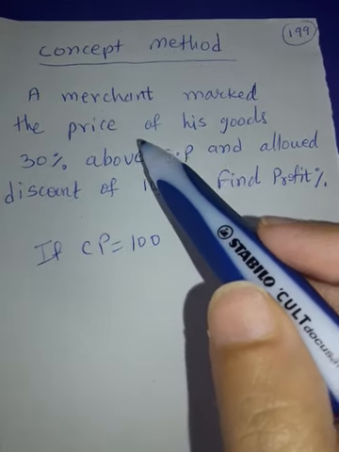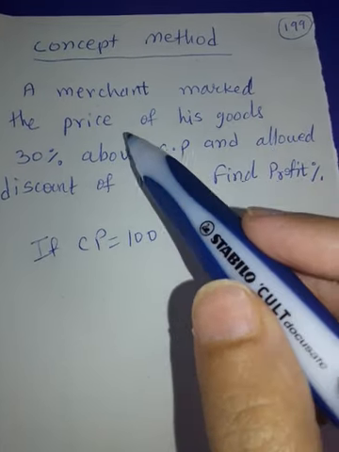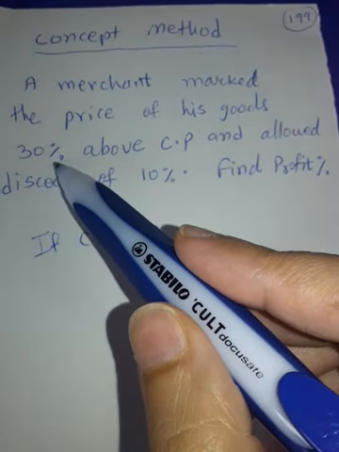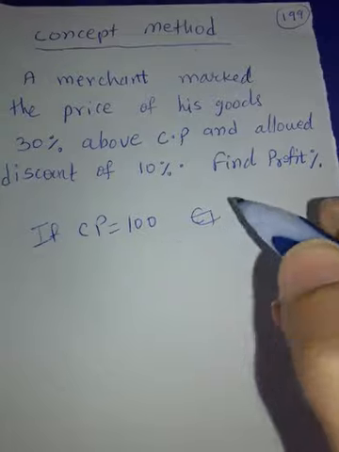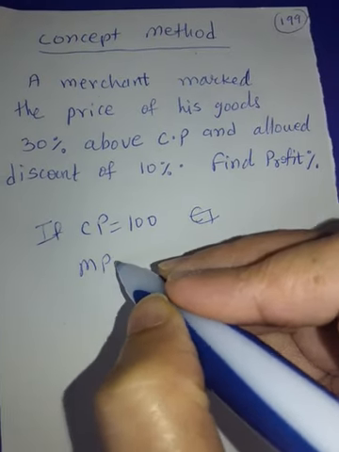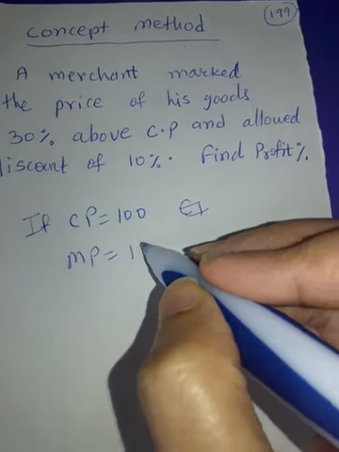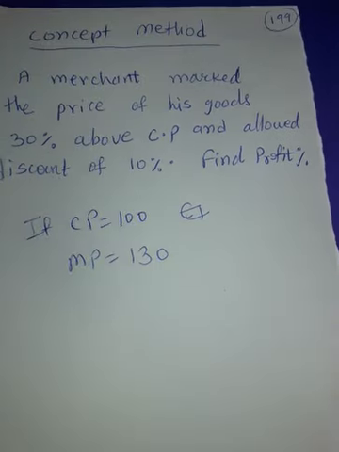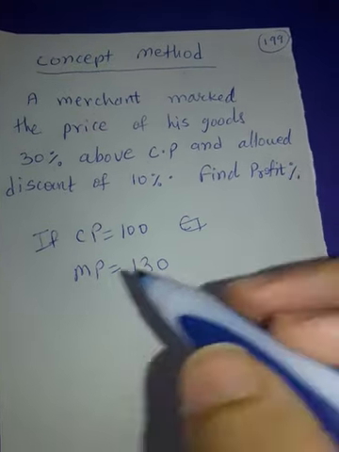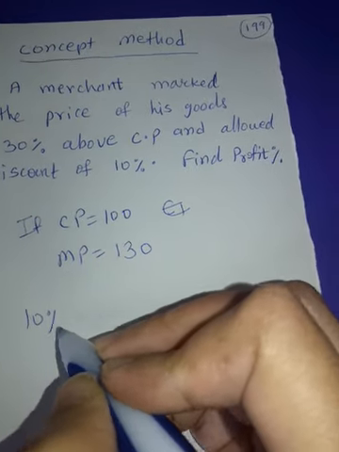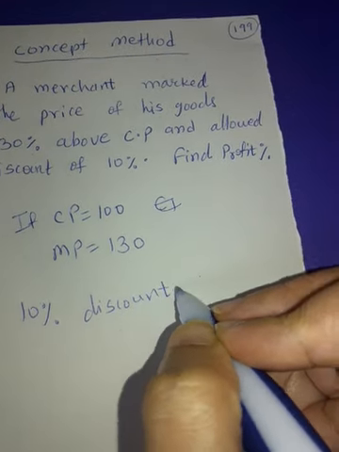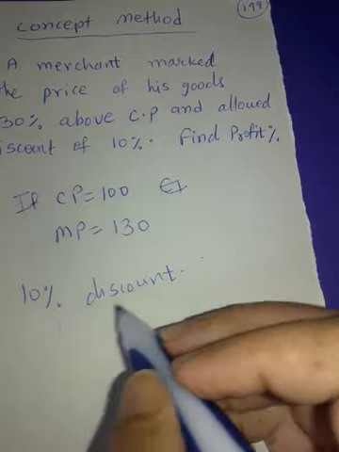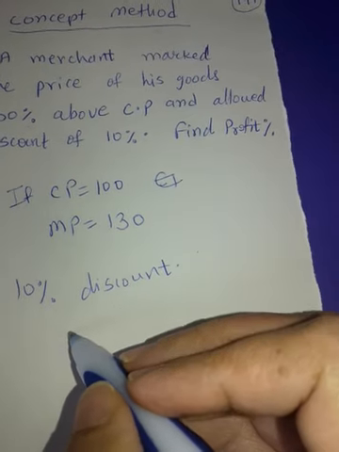Now he marked the price 30% above cost price. 30%. That means 30 above 100. So mark price is 130. Now 10% discount. That is given to us. In previous 2-3 sums we saw what is the meaning of this 10% discount.